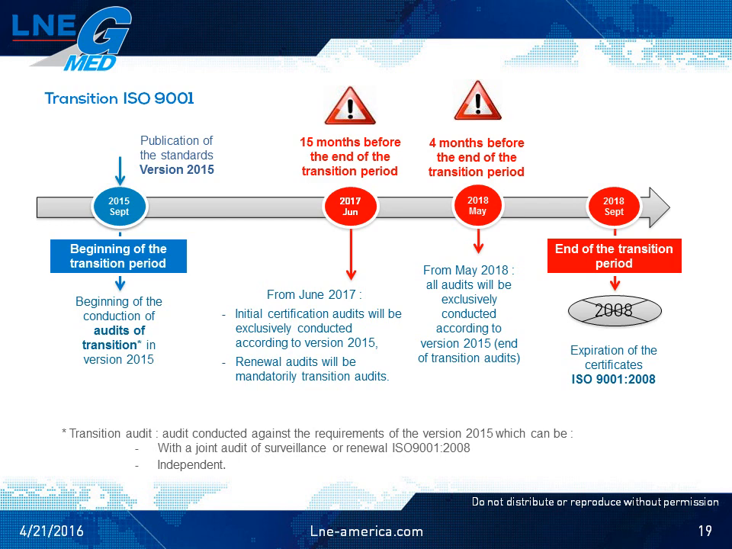In June 2017, all initial audits will be conducted according to the new standard, and renewal audits will be transition audits. As from May 2018, all audits will be conducted according to the 2015 revision. And at the end of September 2018, all ISO 9001:2008 certificates will expire.